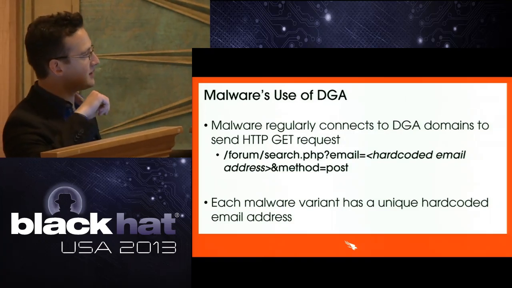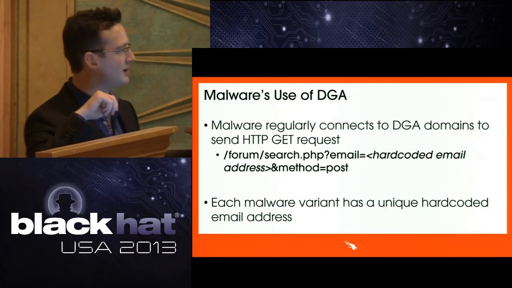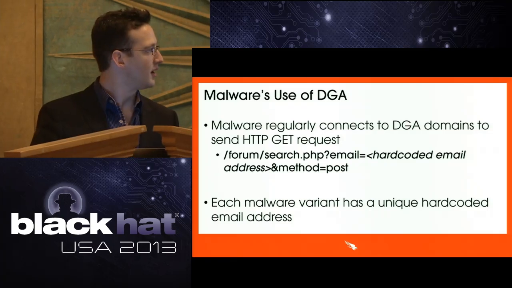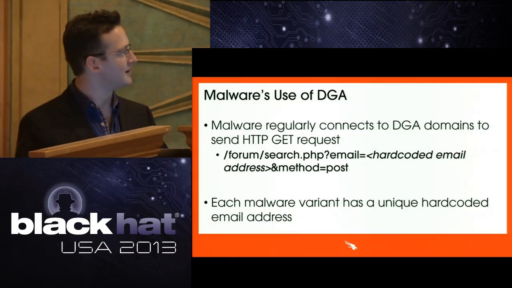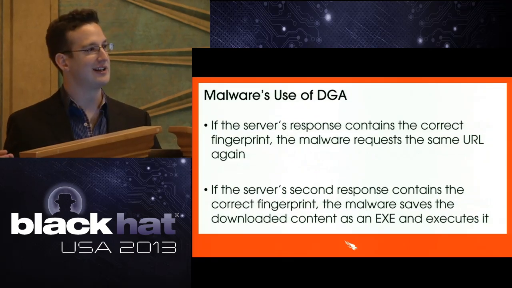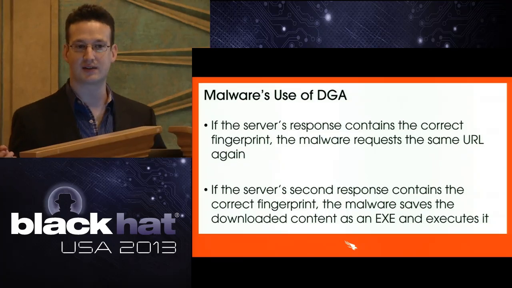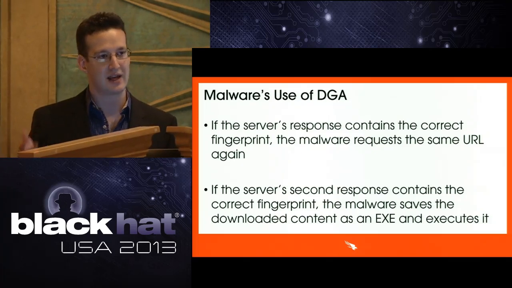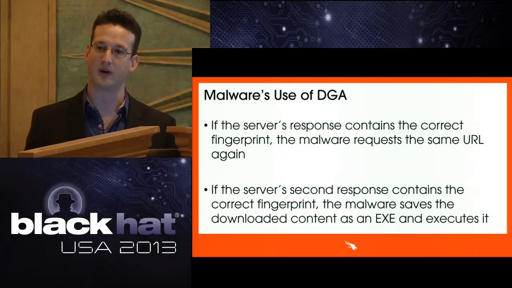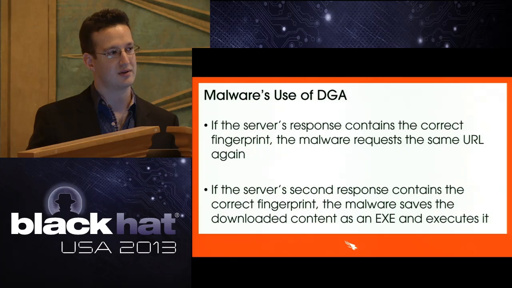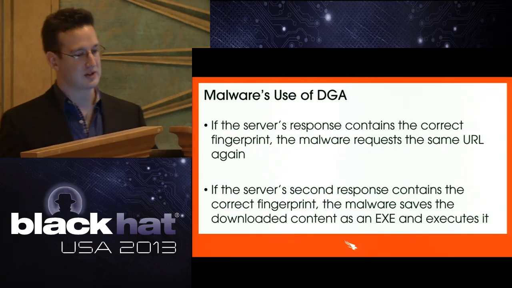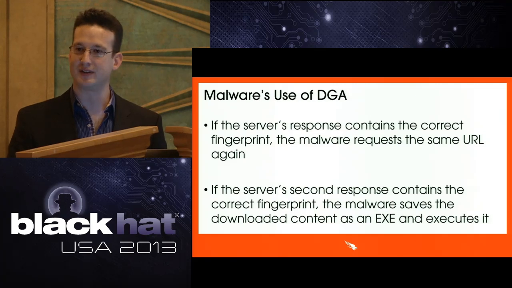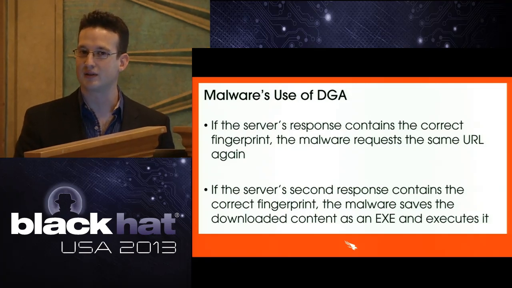And each malware variant contains a hard-coded email address. And we're going to talk about those email addresses more soon. Now, the malware takes the response from the server and checks to see if it contains a certain fingerprint. And if it does, the malware makes a second request to the server, same exact request, nothing changed, and the second response, again if it contains the correct fingerprint, causes the malware to download that response, save it as an executable, and execute it.